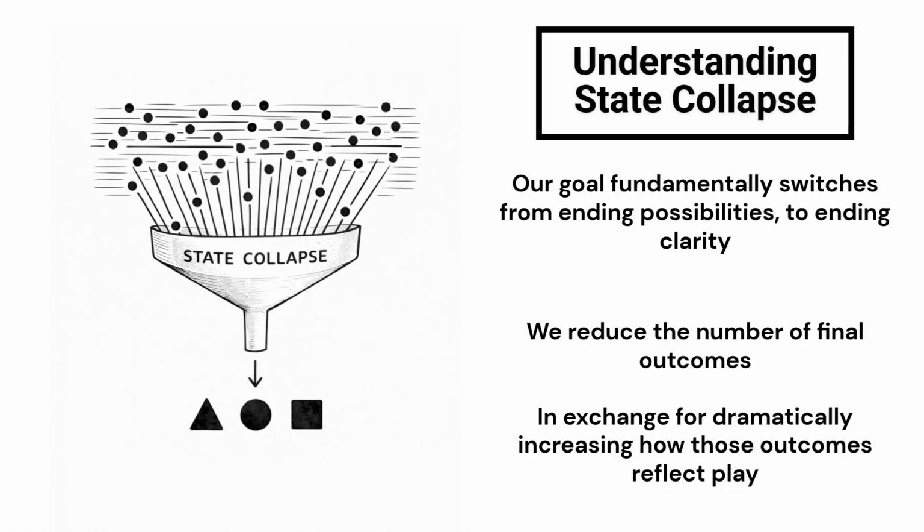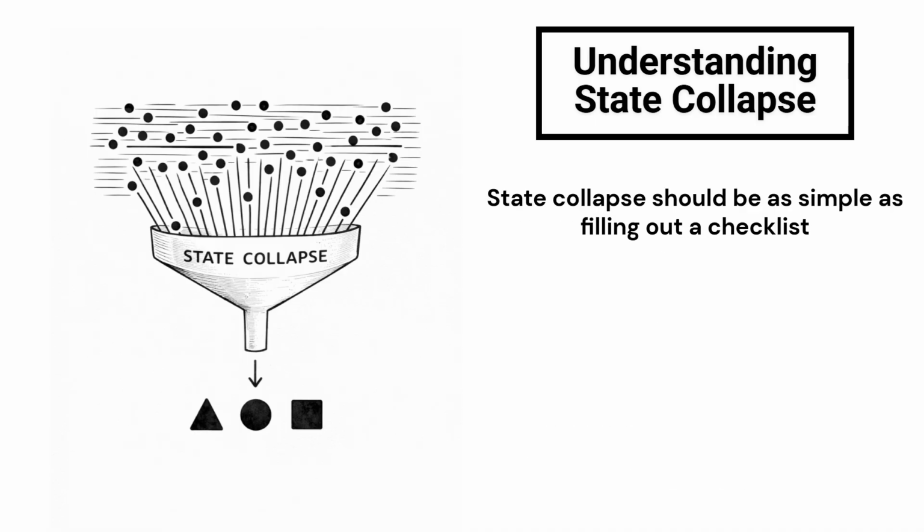This is the core trade. We intentionally reduce the number of final outcomes in exchange for dramatically increasing how those outcomes reflect play. At the moment of collapse, resolution should feel almost mechanical. This is not a weakness of the system. In fact, it's the payoff.